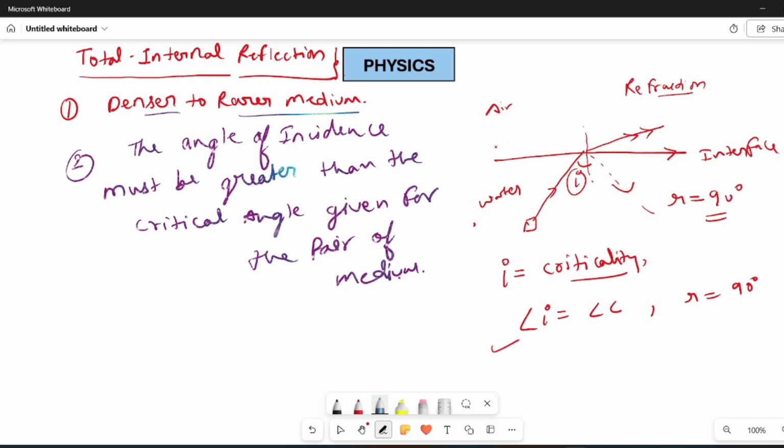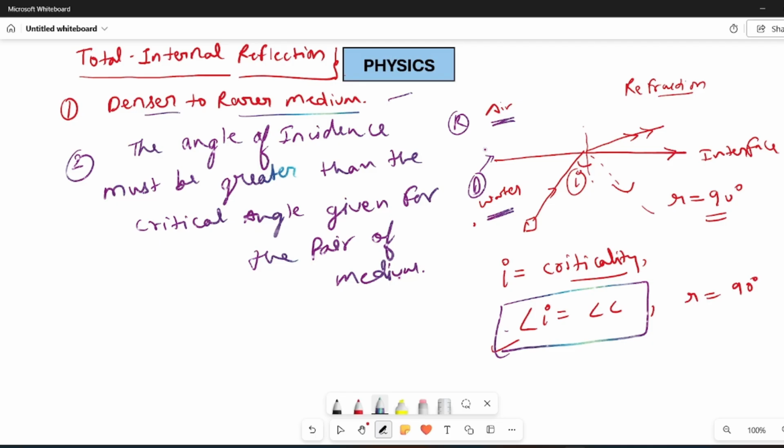In this particular situation, the pair of mediums I have taken is air and water. But in certain other conditions, this pair of mediums can be changed. But it will always be that one is rarer, another is denser, and light is always going to travel from denser to rarer medium. Only in that situation, TIR will happen. So the first condition has been met. Second, your angle of incidence must be greater than the critical angle. So for a pair of mediums, there must always be a critical angle which the light has to achieve in order to attain total internal reflection.